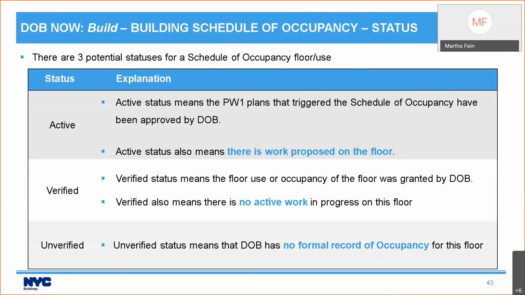Verified status means the floor use or occupancy of the floor was granted by DOB, and there is no active work in progress on this floor. So if I finished my work on floors 1 and 2, and I got my certificate of occupancy, then those 2 floors would change from active to verified because DOB granted me occupancy on them.